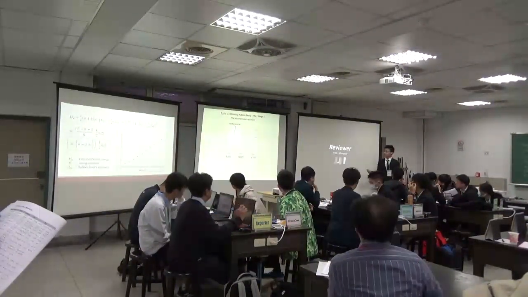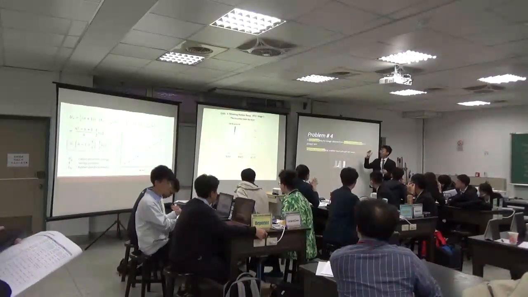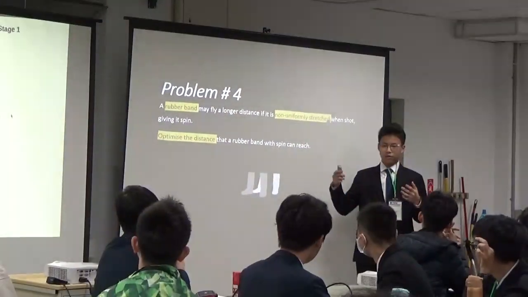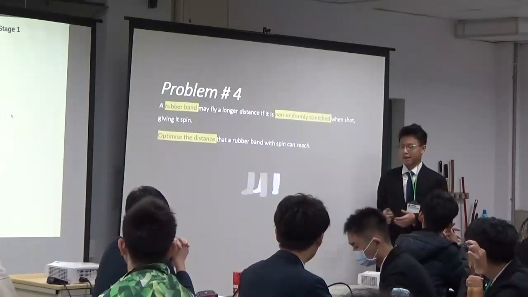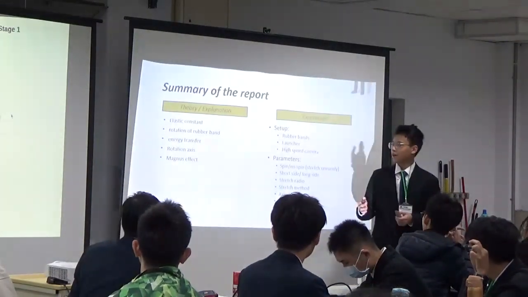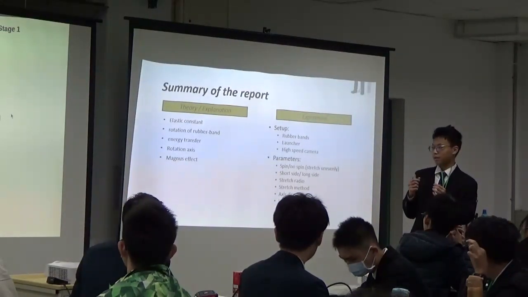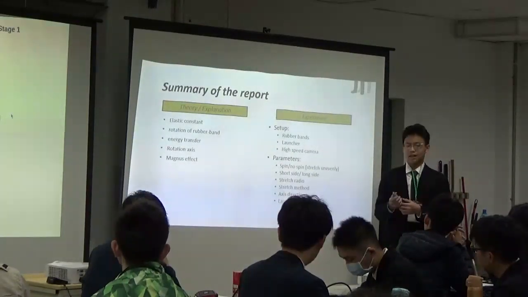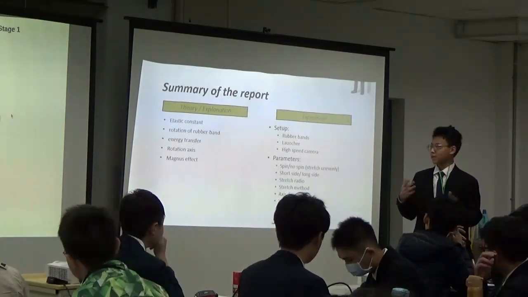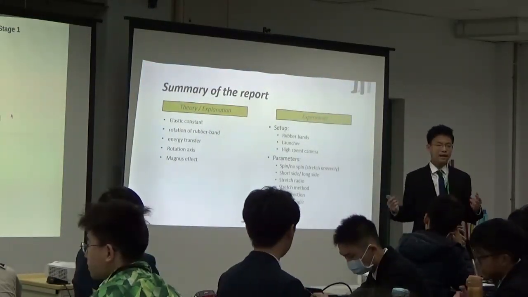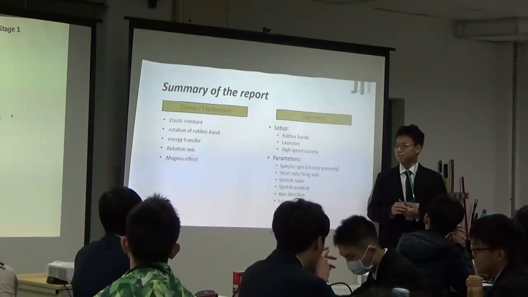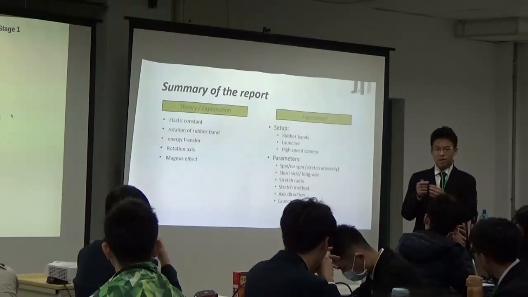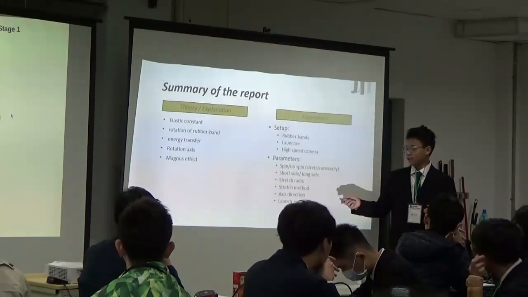Hi, I'm the reviewer for team relativity, and here's a summary. A rubber band might fly the longest distance if non-uniformly stretched and given a spin, and the reporter should optimize the distance as the spin changes. In this theory, we talk about the elastic constant, the rotation of the rubber band, how the energy transfers, the vertical and different rotation axes, and how the magnus effect affects the results. Instead of using different rubber bands, he used a launcher he made himself, with a high-speed camera. His parameters included spin and no spin, the short side and long side stretch ratio, and different launch angles.